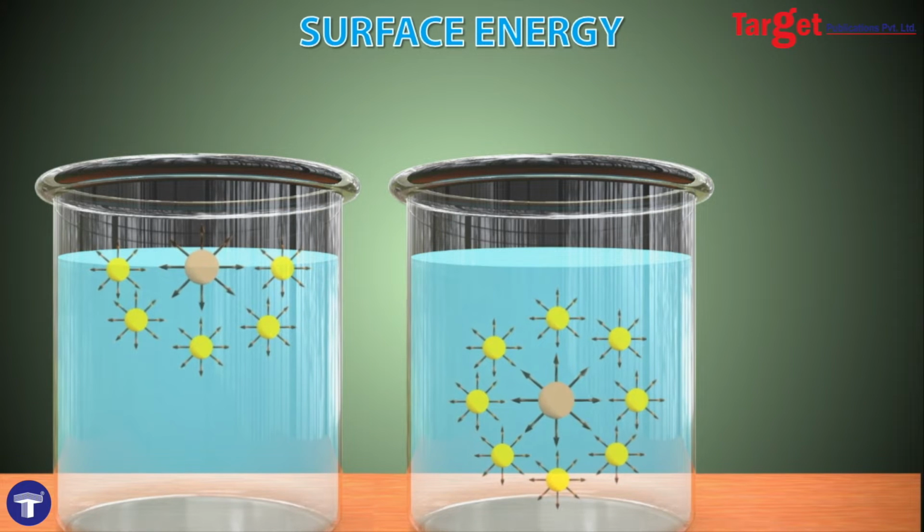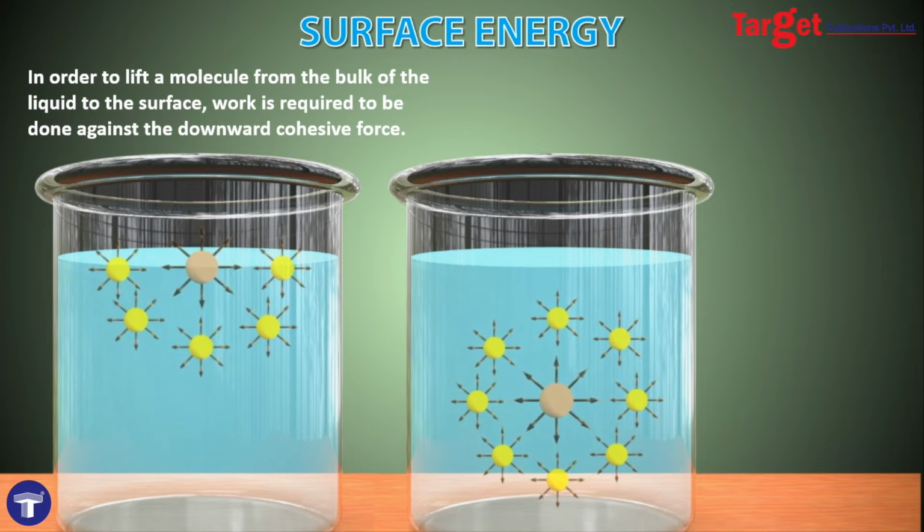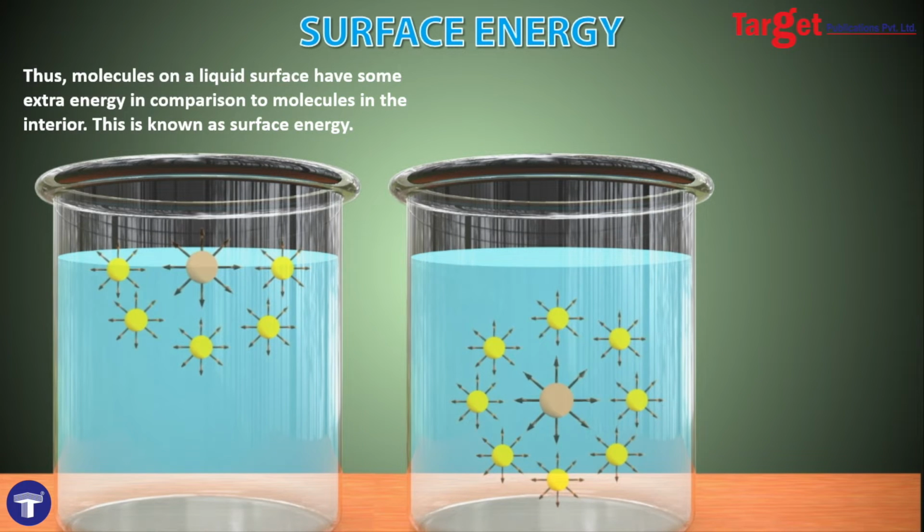Now we have already seen that as compared to the molecules in the bulk, molecules on the surface of the liquid possess extra additional energy. And we saw that these surface molecules are pulled downwards by a net cohesive force. And thus we say that work will have to be done to lift a molecule from the bulk of the liquid to the surface against this net downward cohesive force. This work done will be stored in the molecule as potential energy, and this energy is then known as surface energy.